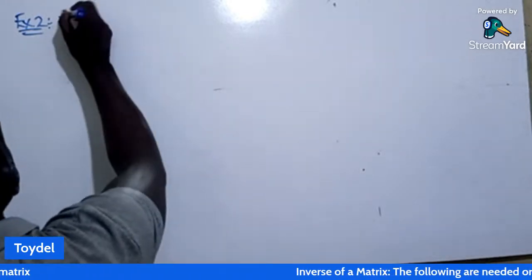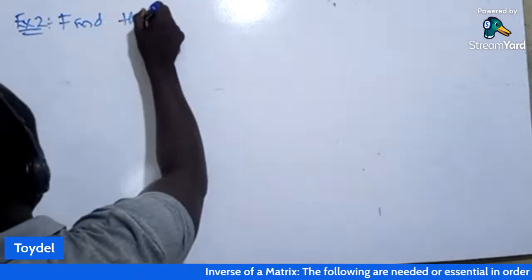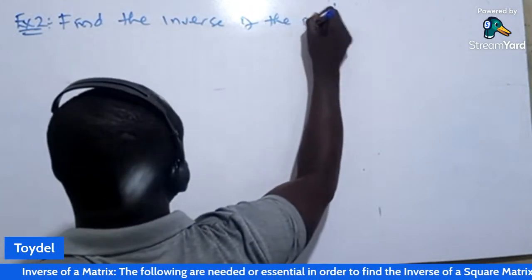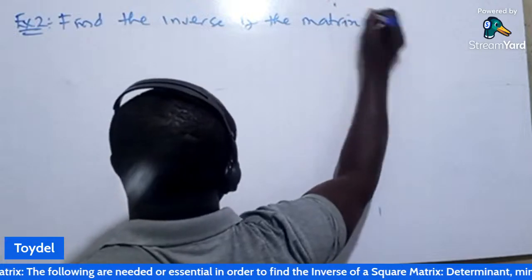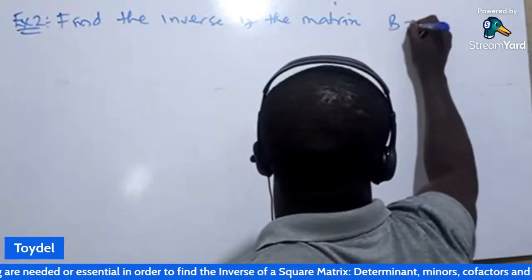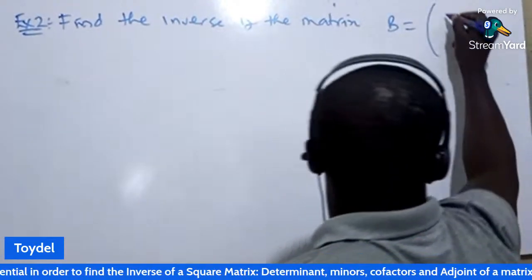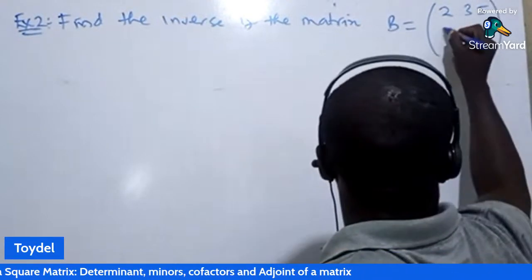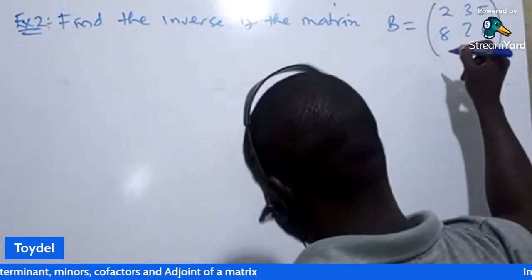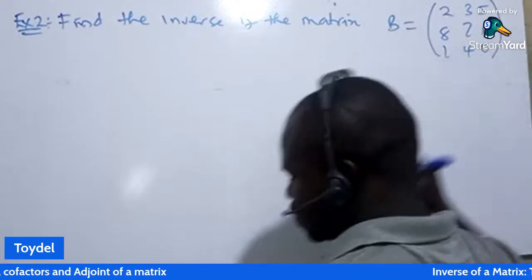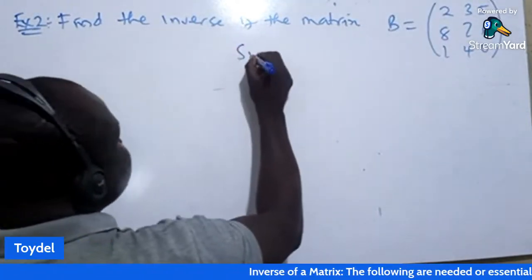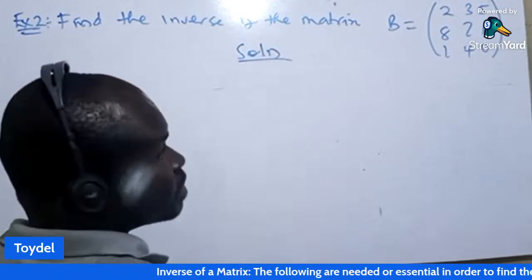The question is, find the inverse of the matrix. Let's say B is equal to 2, 3, 5, 8, 7, 6, then 1, 4, 0. So in this case now we have a 3 by 3 matrix. So how do we find the inverse? We follow the same steps.